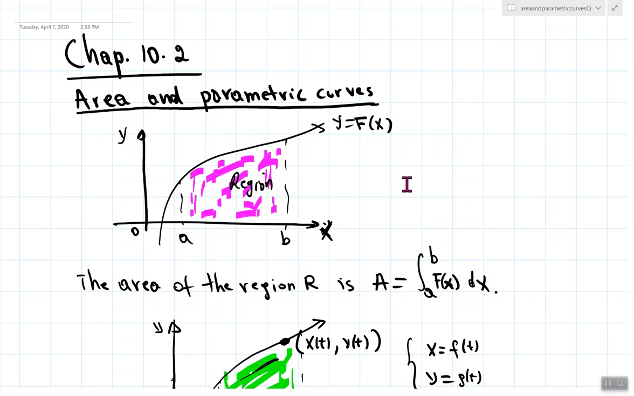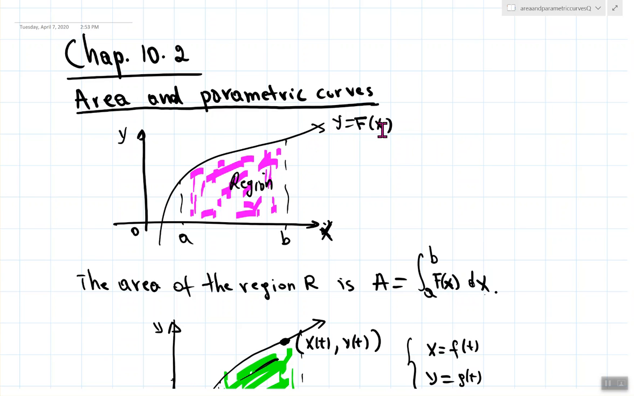Hi. So here we are on chapter 10, section 2. It's about the area and parametric curves. So basically, in general, when you try to find the area of the region bounded by the function y equals f of x with the x-axis between x equals a and x equals b, usually we use the integral from a to b of the function f of x dx to find such an area.